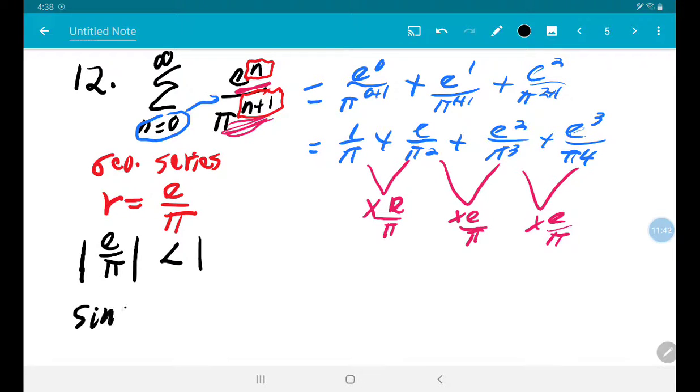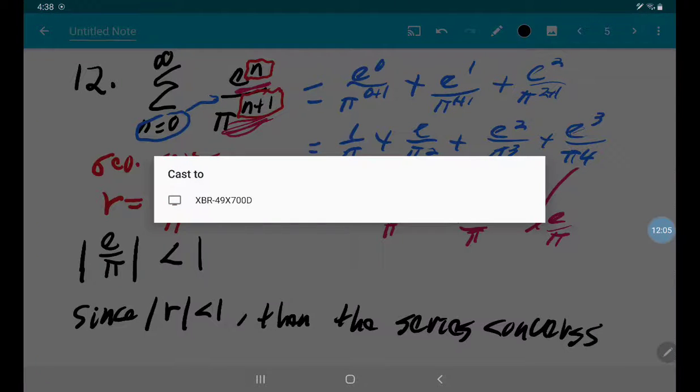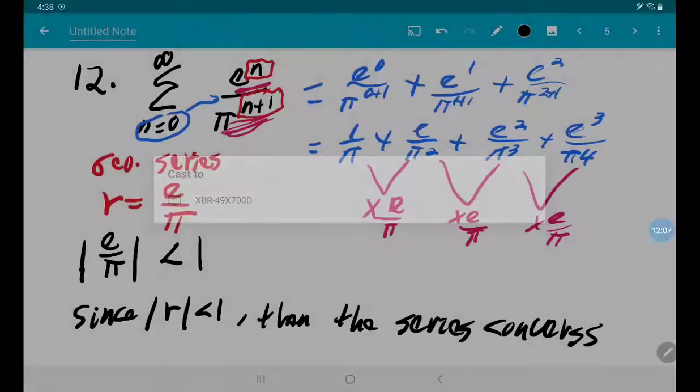So since the absolute value of my ratio is less than 1, then the series converges. Now the cool part with a geometric series, let me erase to have a little room here. That's not what I wanted to do. Let me try that again.